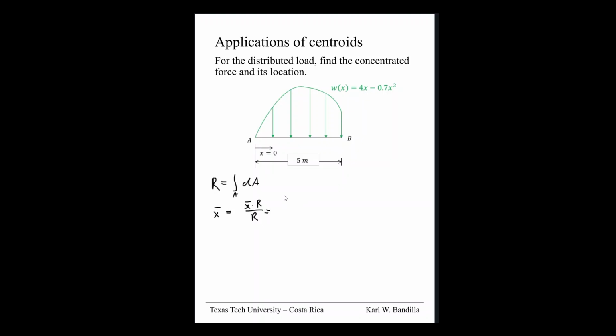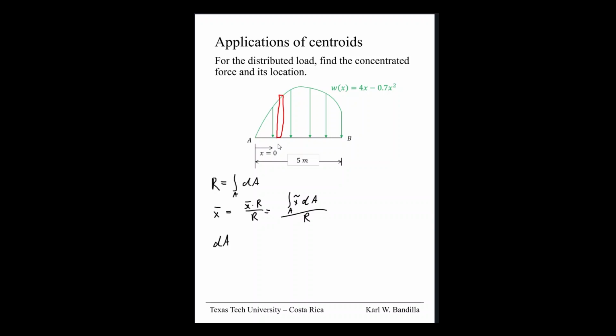R we already had up there, so x bar R would be the integration over A of x tilde times dA, divided by R. All right, so that's all that we have to do. These two relatively simple integrals here. So we'll start by figuring out what dA is. First thing, I want to say what dA is. Well, let's sketch ourselves a dA in here somewhere.